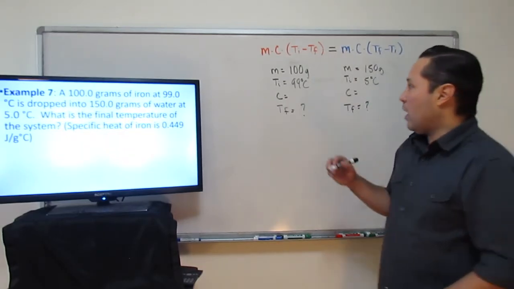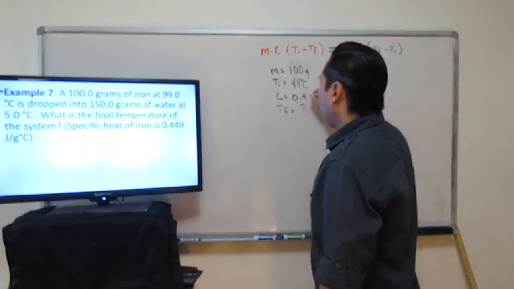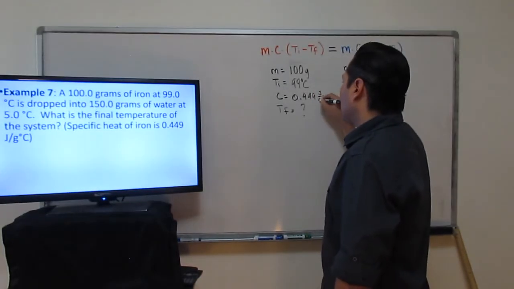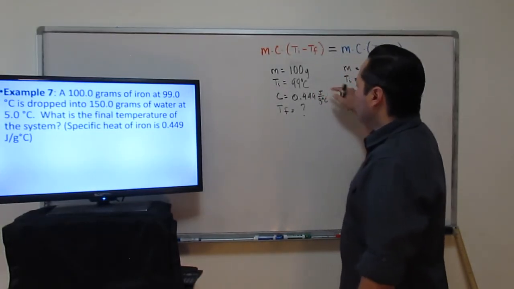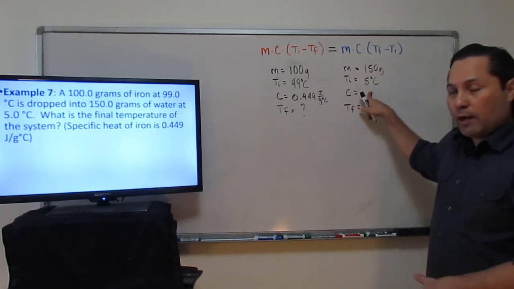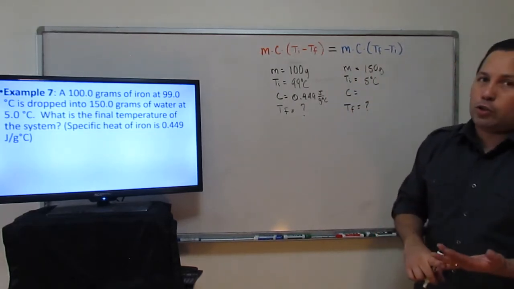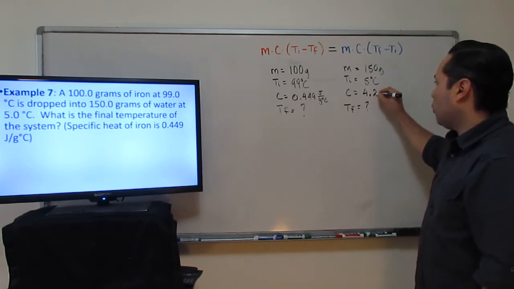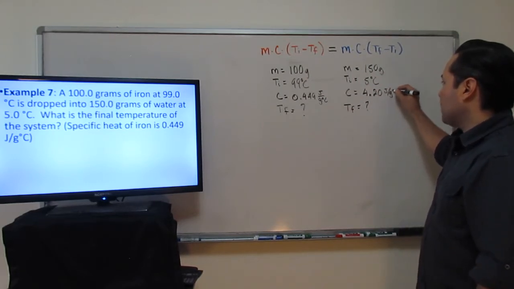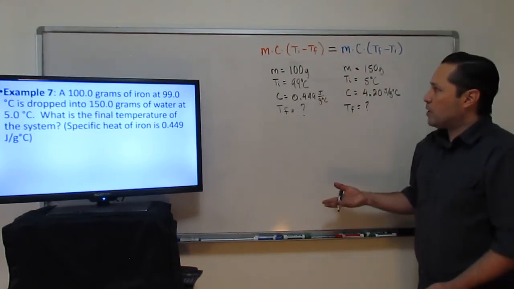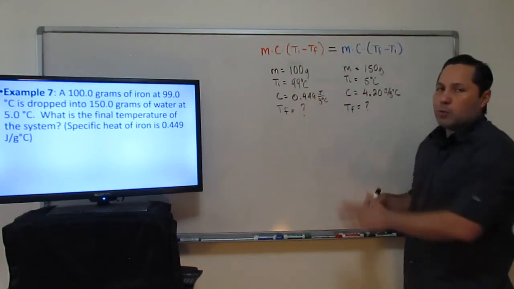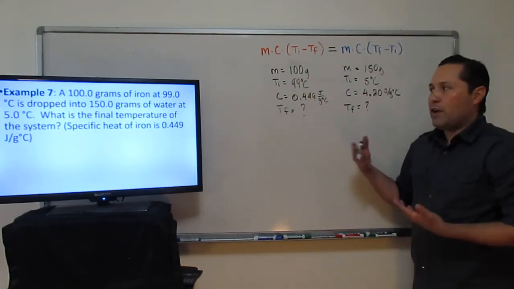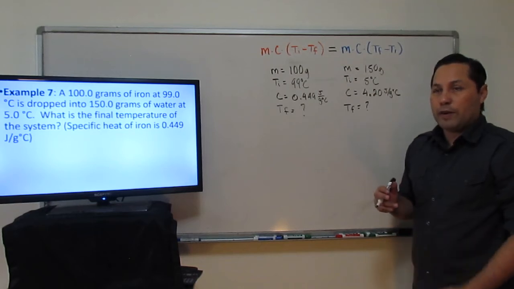The specific heat of iron is 0.449 joules per gram degrees Celsius. Because I use joules for this one, should I use joules or calories? Well, you want them to match, so therefore I should use joules rather than calories. And in joules, the specific heat of water is 4.2 joules per gram degrees Celsius. So that's all the information we need. We're going to plug it into the formula. And again, simplify and simplify some more until we can get the final answer.